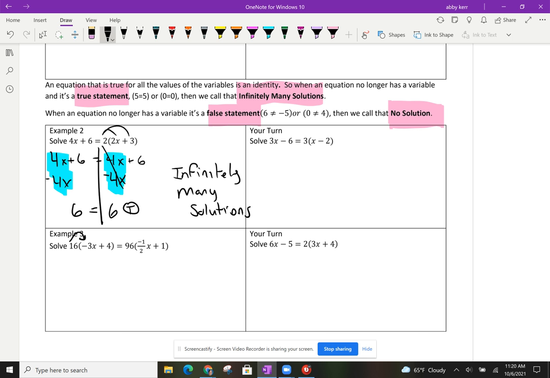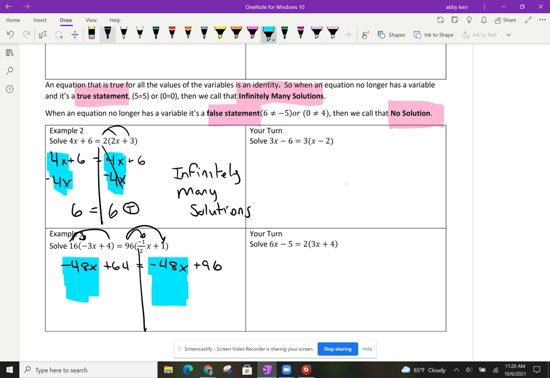So 16 times negative 3 is going to be negative 48x. 16 times 4 is going to be 64. And then 96 times negative 1/2 is negative 48x. And then 96 times 1 is a positive 96. So our brand new step is moving the variables to the left side. How do I undo a negative 48x? I add 48x on both sides.